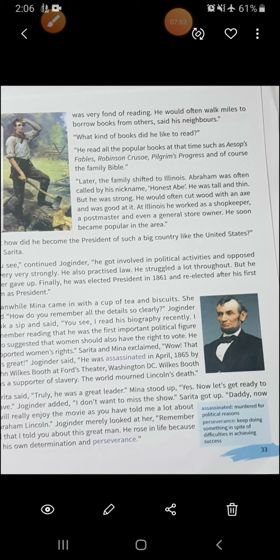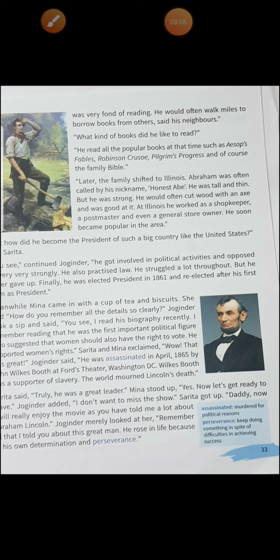And you will be shocked to know, as said by their neighbors, that he would walk. They didn't have proper cars, cycles and all. So he just walked miles to borrow books because he could not purchase every book. So he would walk and borrow books from others. This is what is being said by his neighbors.